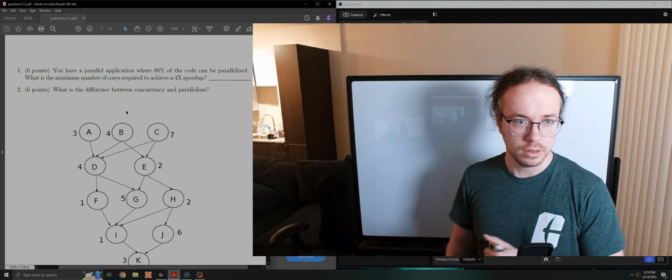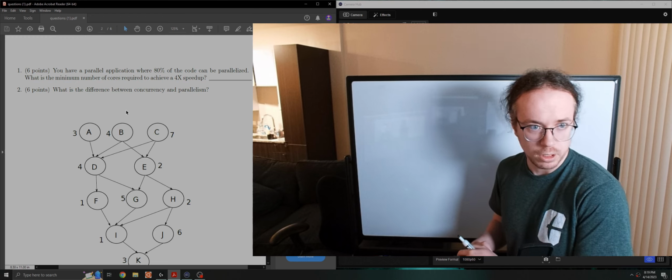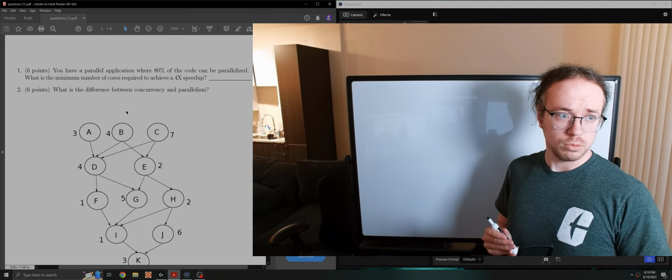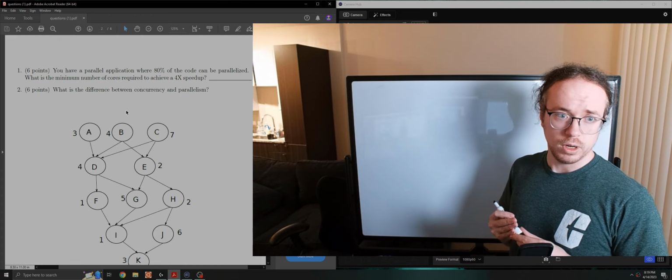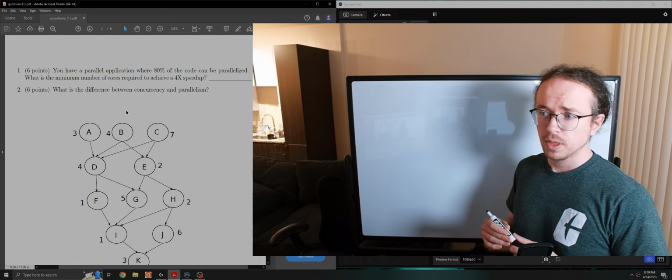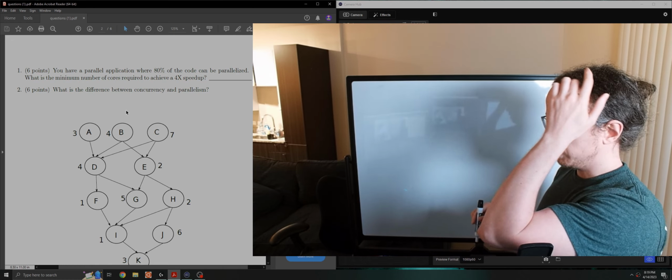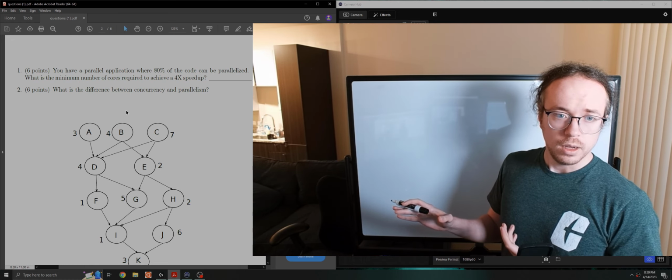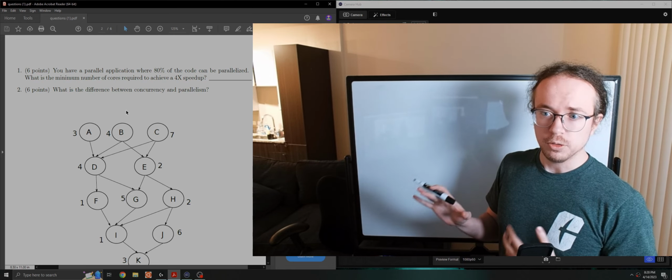So the first question is about Amdahl's law. You have a parallel application where 80% of the code can be parallelized. What is the minimum number of cores required to achieve a 4-time speedup? So there's a few relevant pieces here. Fundamentally, this is Amdahl's law, but there's a few pieces to it.